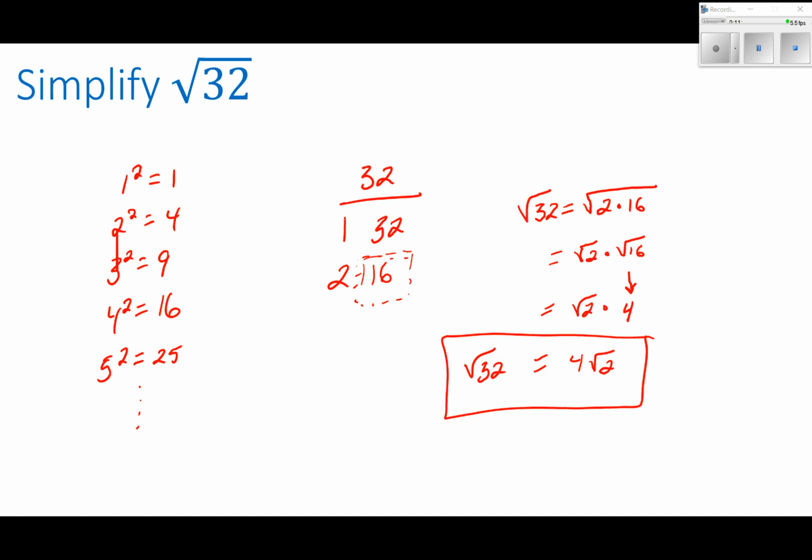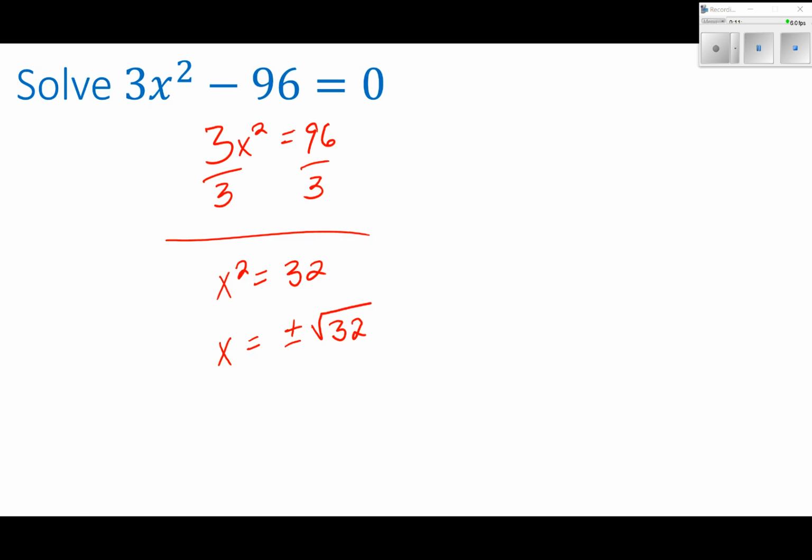All right, so going back to this problem right here, where we ended up with plus minus root 32, I actually want to see this as plus minus 4 root 2 as a final answer. If you stop at plus minus root 32, you're going to lose points.